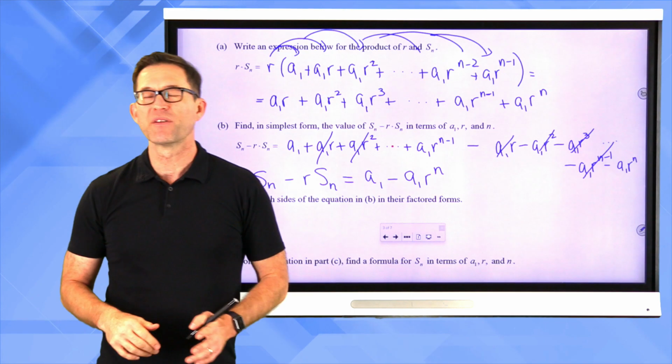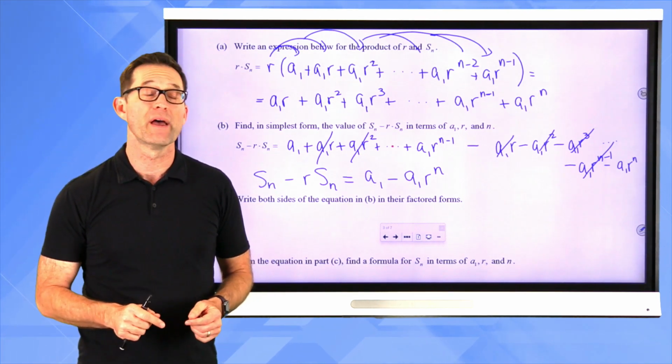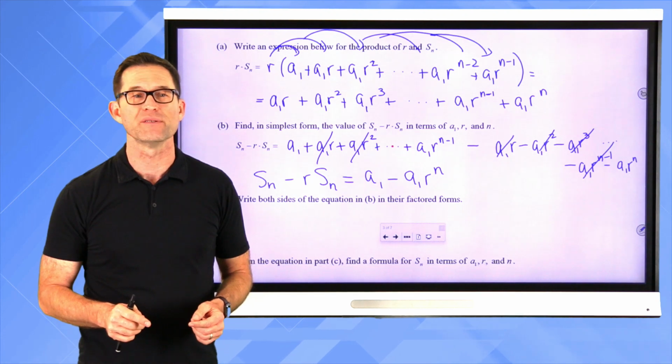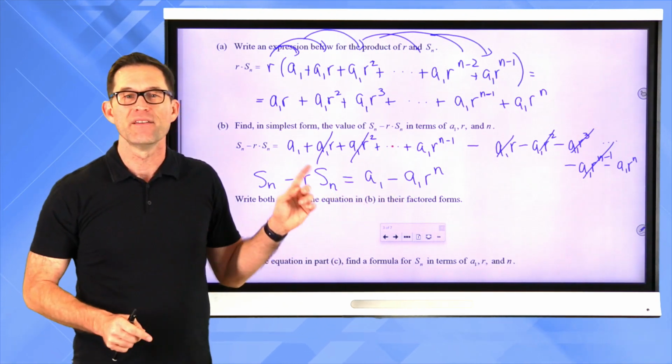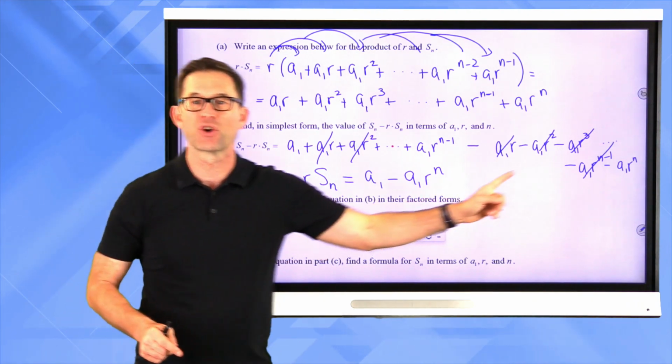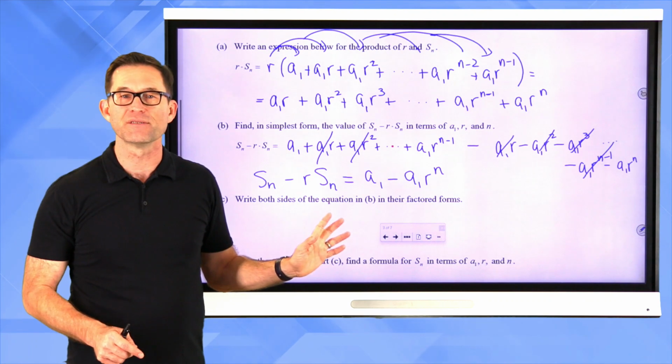You may remember something that we did a couple of lessons ago with summation notation, called a telescoping series, where a bunch of terms eliminated each other until we were basically left with the first term and the last term. So look at how much simpler this is.